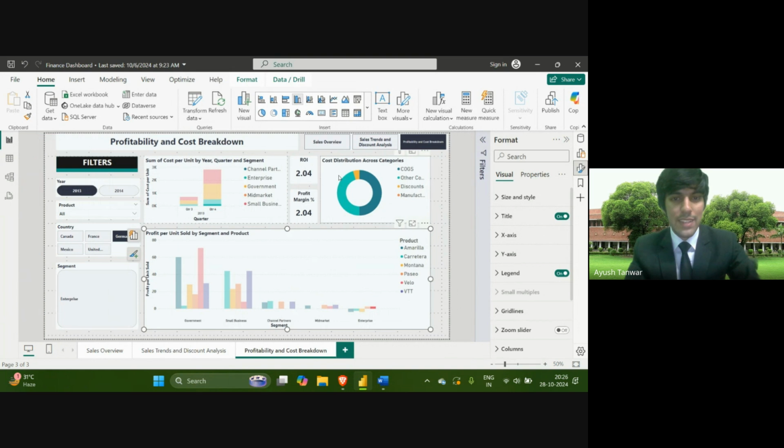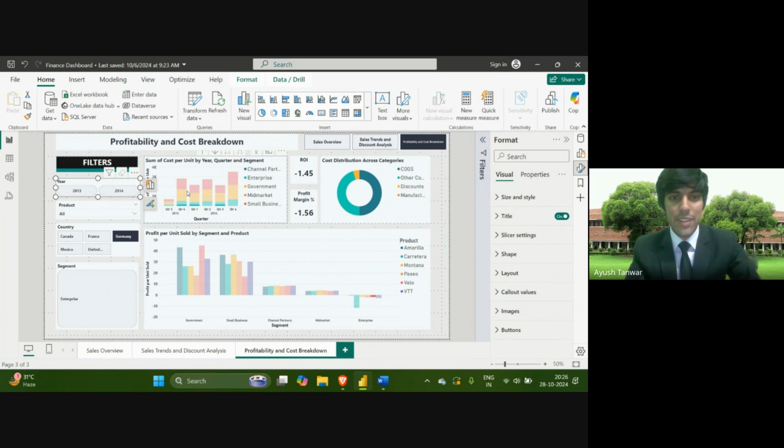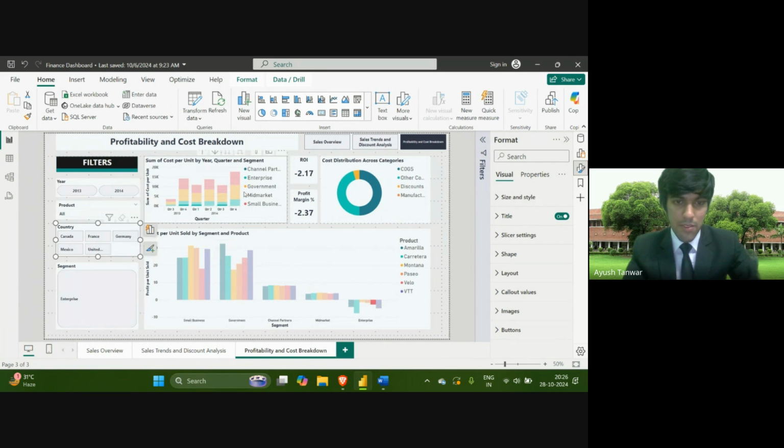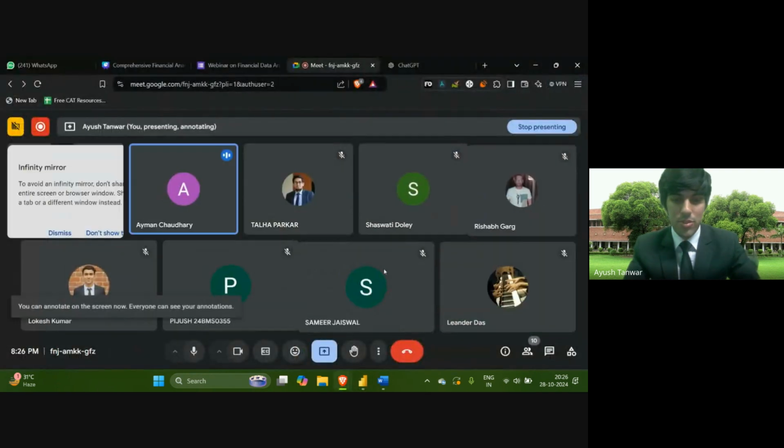So like I said, Power BI is a very interactive dashboard. It gives you insights. The moment you see, you will get an insight. And I think I've already discussed the insight for this, the sum of cost per unit by year. The costs are highest with the government. So I think that's about it for this.